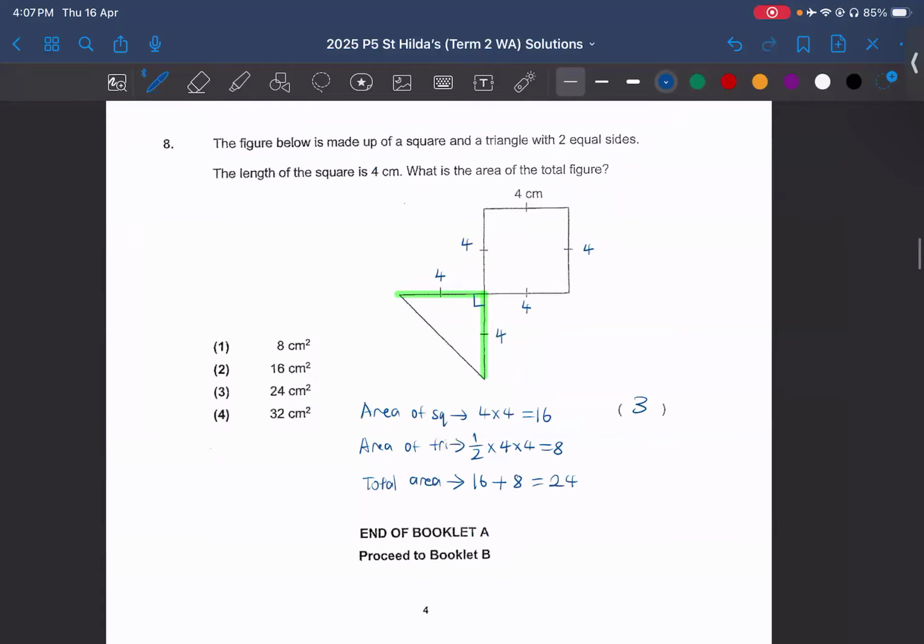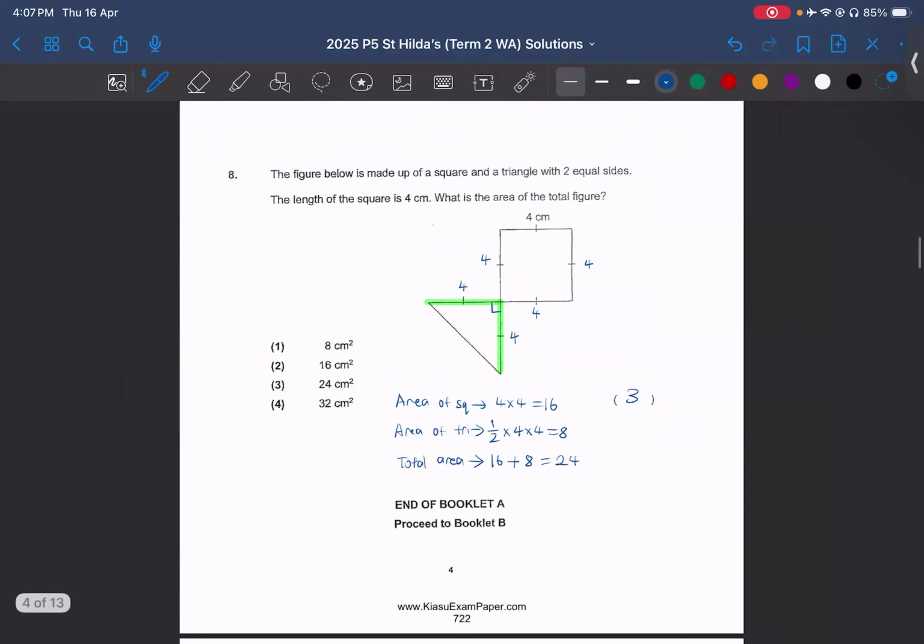Okay, we come to the end of booklet A. We'll move on to booklet B.